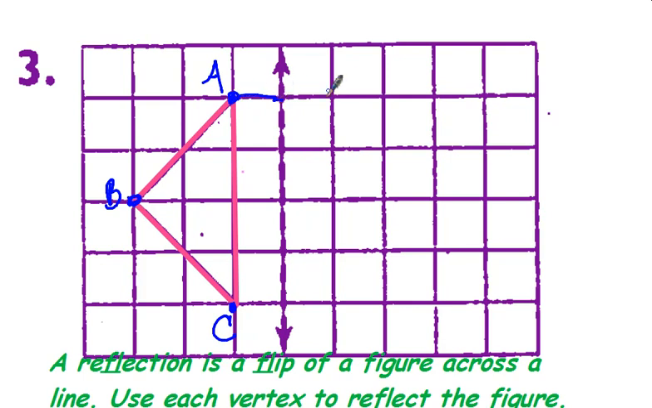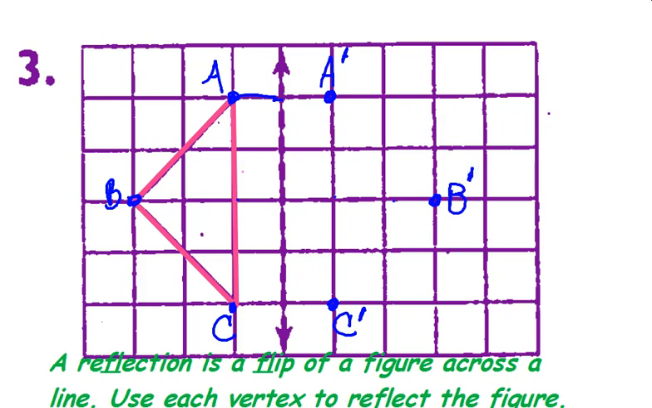So we jumped 1 point. Jump the same on the other side, 1 point, and put a new dot. A prime. For C, let's do C next because it's easy. Jump to your line of reflection 1, and then jump again 1 and put a dot, and that is C prime. For B, we go 1, 2, 3. So again, we'll go 1, 2, 3, and B prime.